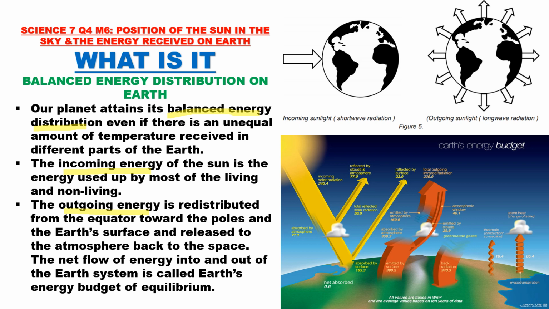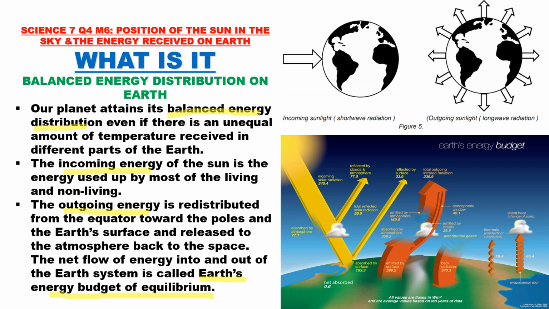The net flow of energy into and out of the Earth system is called Earth's energy budget of equilibrium. Earth's energy budget describes the balance between the radiant energy that reaches Earth from the sun and the energy that flows from Earth back out to space. The Earth atmosphere system is constantly trying to maintain a balance between the energy that reaches the Earth from the sun and the energy that flows from Earth back out to space.